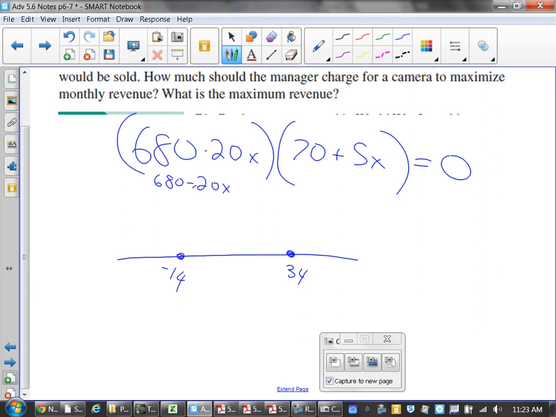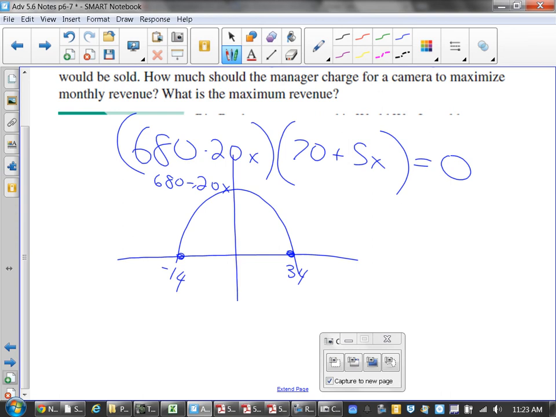I know we're going to have a maximum because it said find the maximum, so we know that the curve's going to go down like a frown. Are we okay with that? The x-coordinate is the midpoint of negative 14 to 34. 10. Very good.